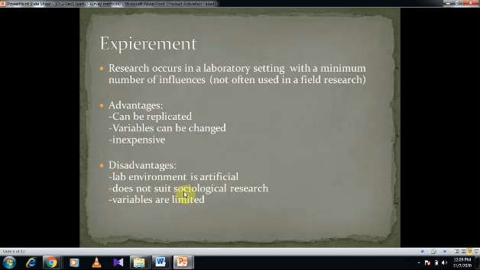It does not suit sociological research. This is the same as going back to the first point. We do not use this in field research. We cannot take this experiment and say that the results are exact and precise, and this happens in real life.